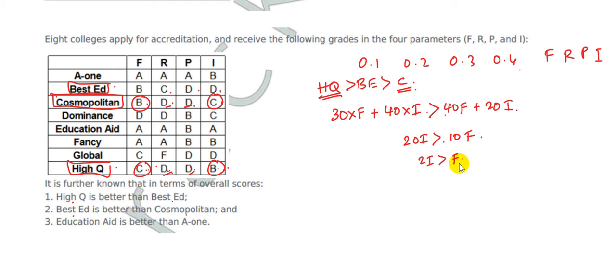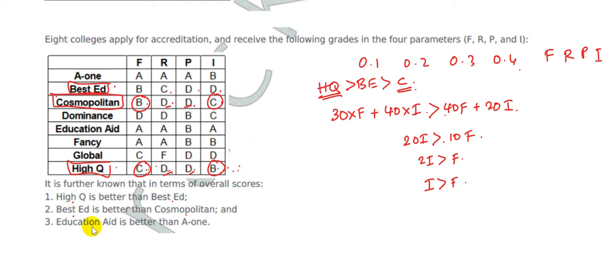Which means that despite getting a lower score in F, it has scored more than Cosmopolitan. That means the weightage of I, in which it has got a bigger score, has to be more than F. Clear? So this is what you have to conclude from this. So the weightage for I has to be greater than the weightage for F.